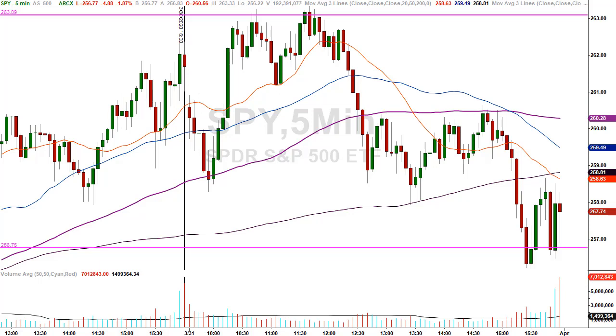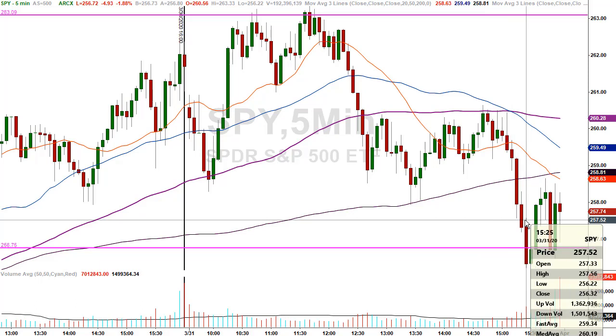Remember I said we would come back to the 256.75. Here's an SPY 5-minute chart. Everything to the right of the vertical line is today's activity. So here's what happened. In the afternoon, and this happened at 15:25, also known as 3:25 in the afternoon, the market comes into 256.75. Spiked it through by a little bit, making a low of 256.22.